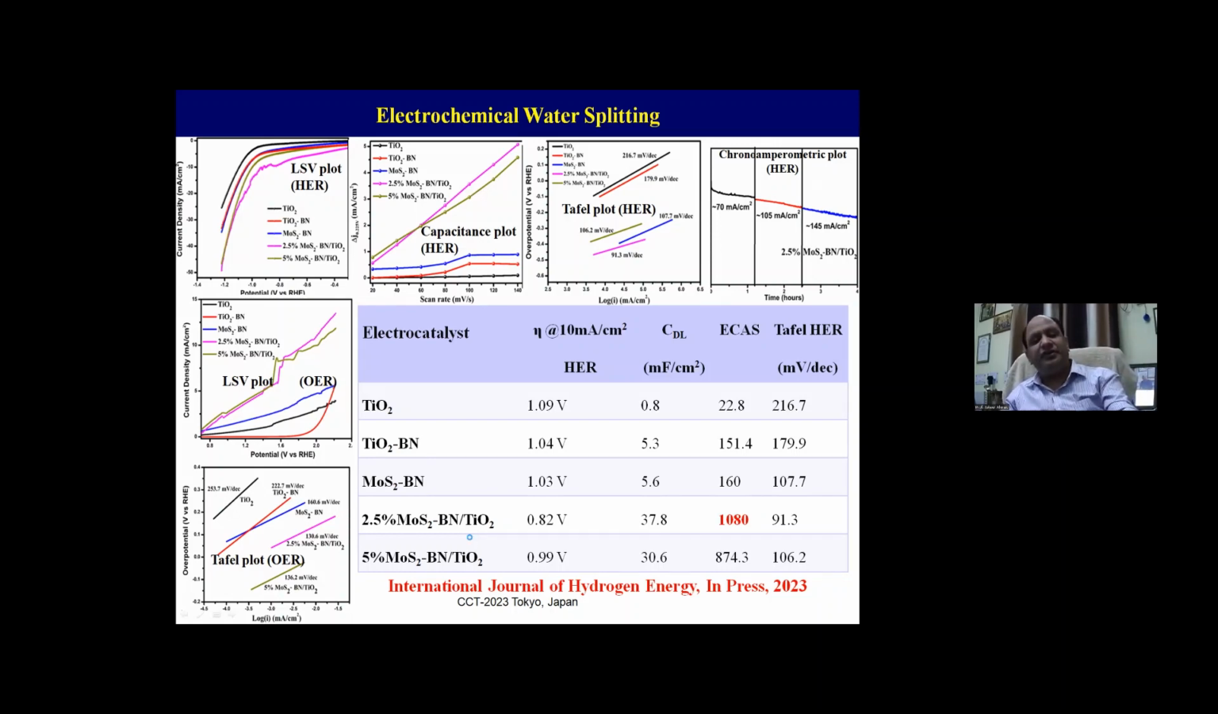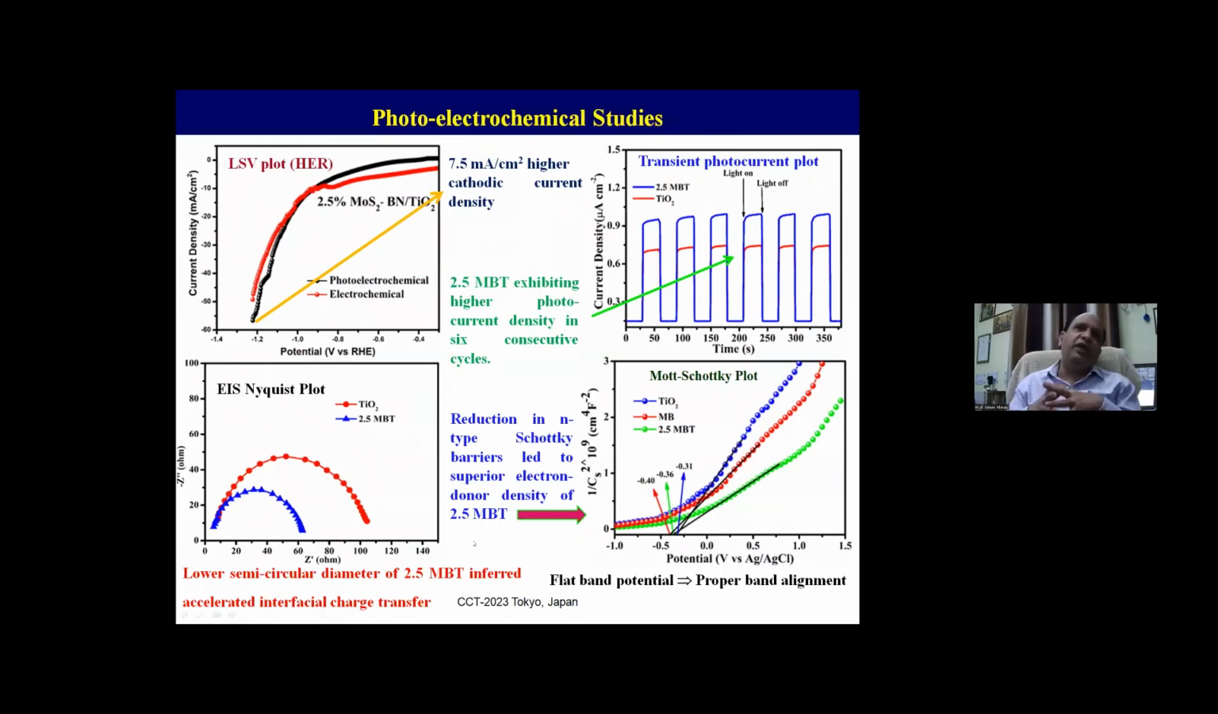So now these are the photoelectrochemical measurements, where we are showing the LSV and other measurements. And here we are able to show that the photoelectrochemical measurements are more effective as compared to the electrochemical measurements. And this is the transient photocurrent plot, which shows that the 2.5% MBT shows higher photocurrent density up to 6 consecutive cycles.